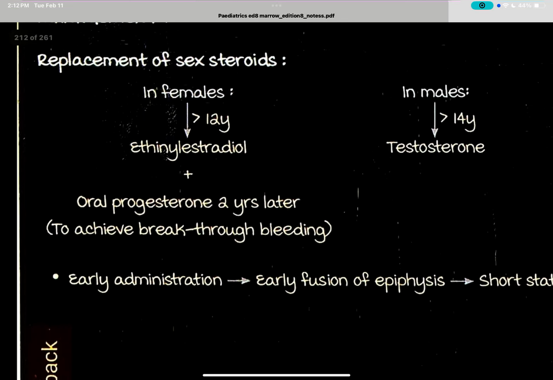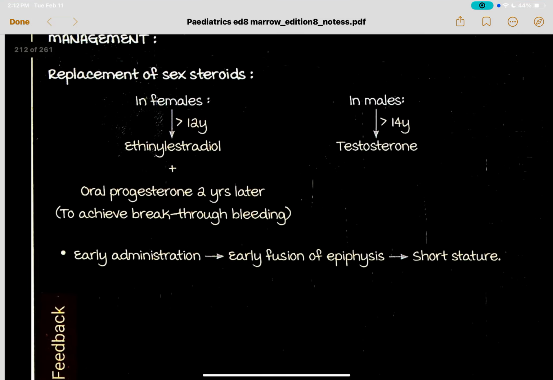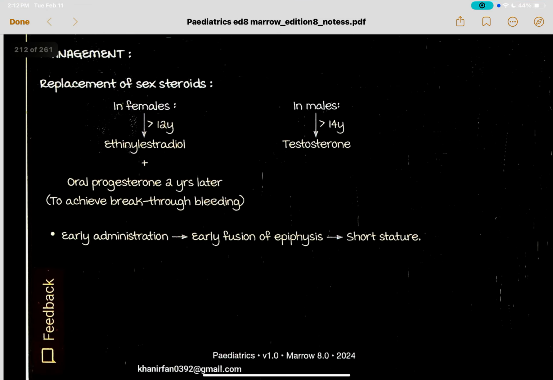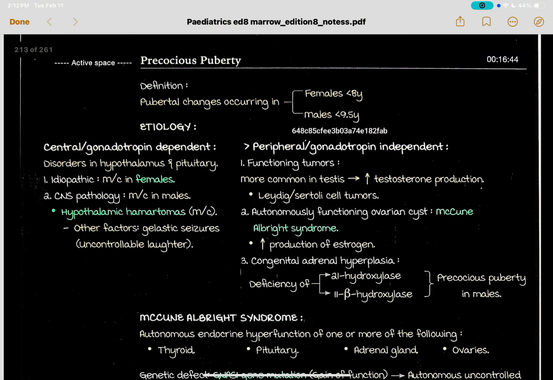Management: replacement of sex steroids. In males more than 12 years old, ethinyl estradiol is given, with oral progestin 2 years later to achieve breakthrough bleeding in those more than 14 years. With testosterone, early administration can cause early fusion of epiphyses and result in short stature.